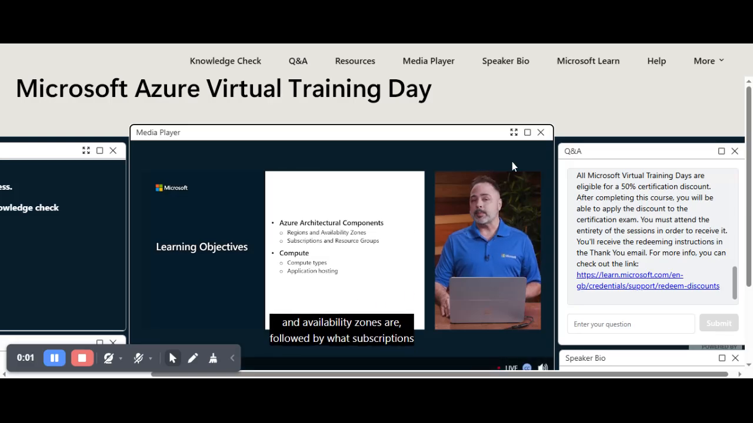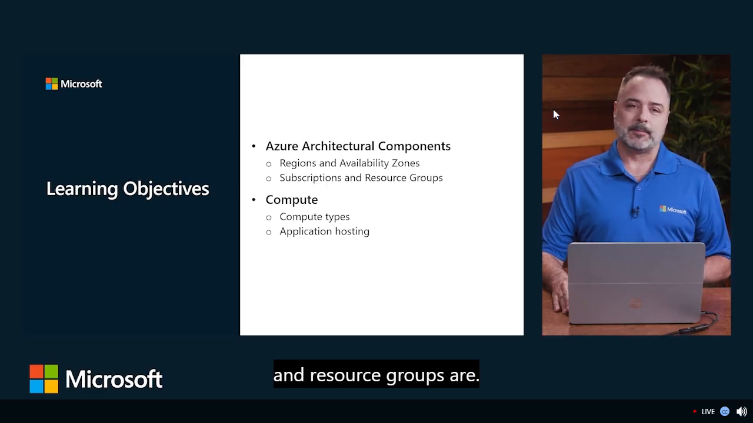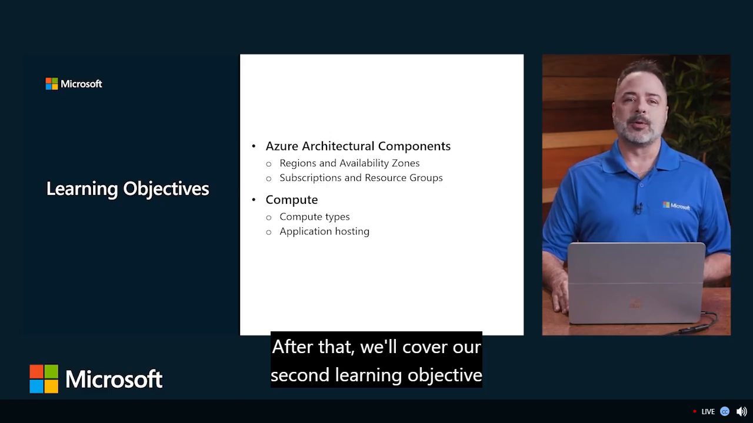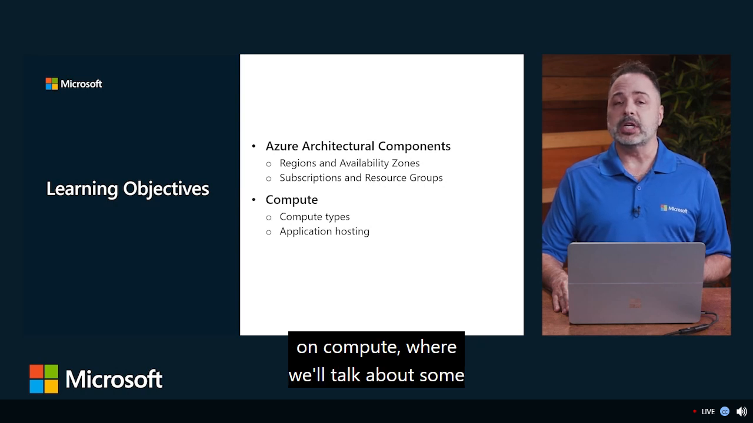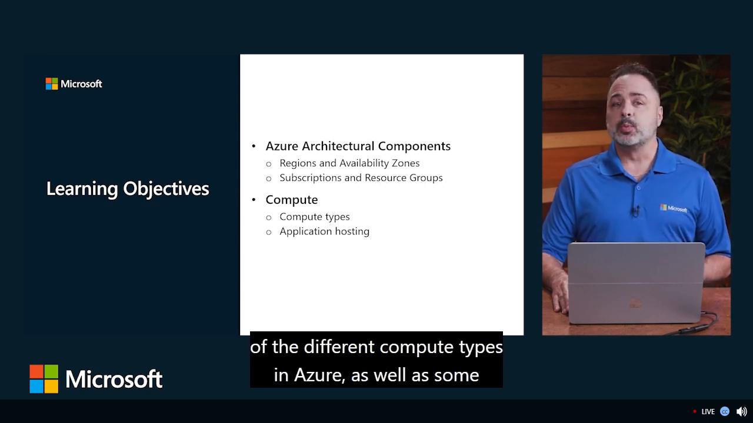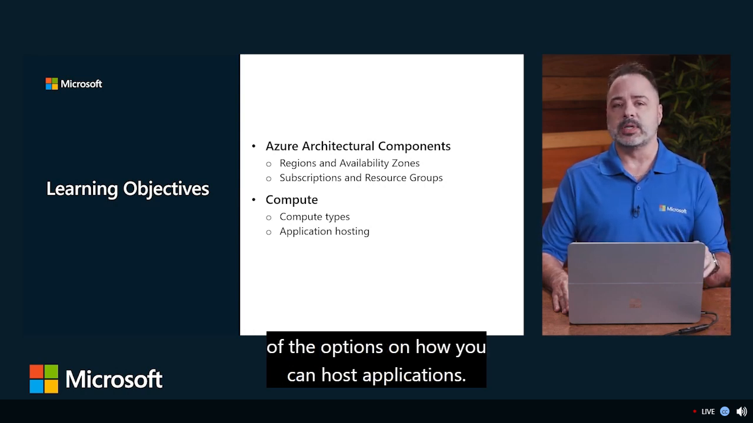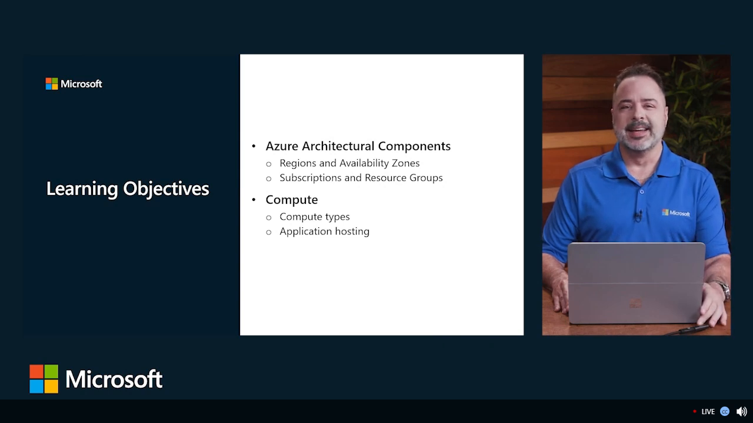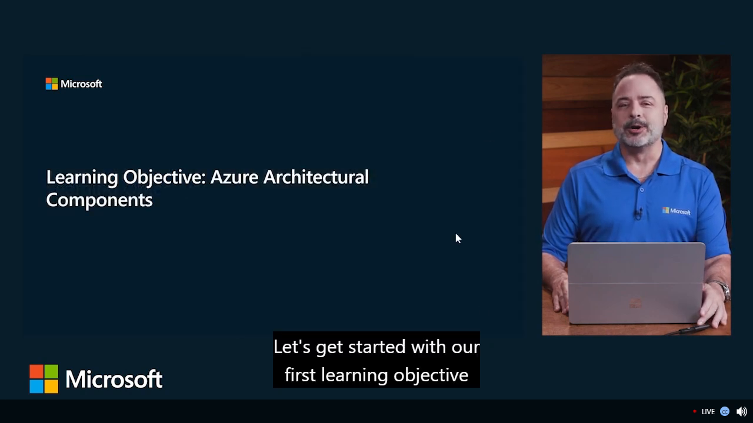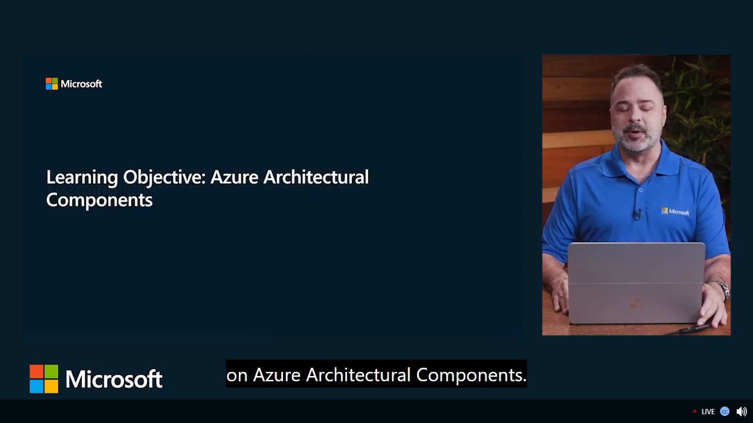followed by what subscriptions and resource groups are. After that, we'll cover our second learning objective on compute, where we'll talk about some of the different compute types in Azure, as well as some of the options on how you can host applications. Let's get started with our first learning objective on Azure architectural components.